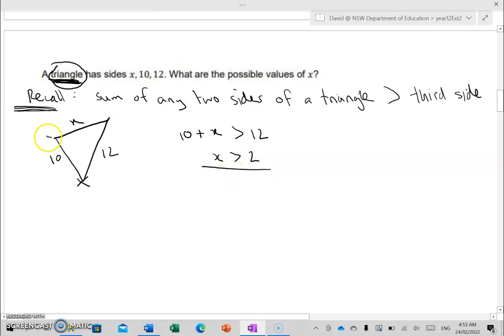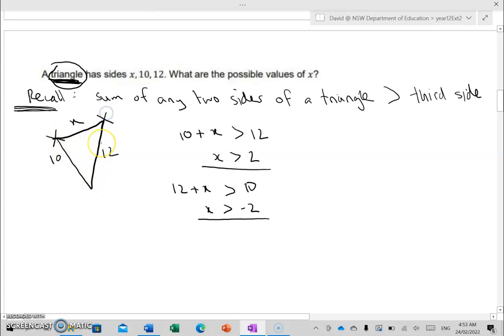Okay, and all I'm going to do now is write the other 2 versions. So I'm going to start from here and go, say, to here. So from here to here, it should be clear that 12 plus x must be greater than the direct path of 10. So x must be greater than, if we minus 12, negative 2. And the last path that we haven't done yet is going from here to here. That 10 plus 12, the sum of those 2 lengths must be greater than the direct path of traveling x. So 22 is greater than x, or x is less than 22.